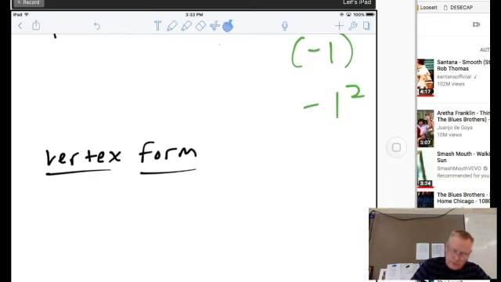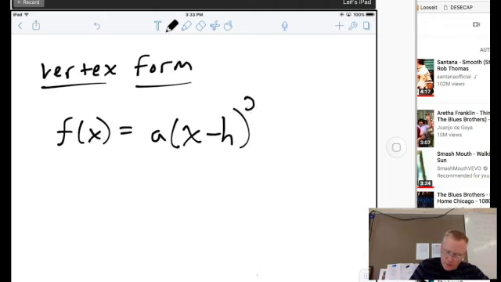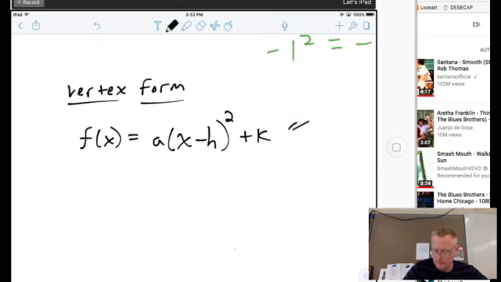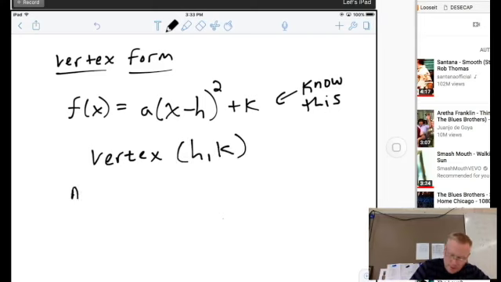There's a driving equation for vertex form, and it's this. We can have f of x. Sometimes you might see y. Those are really rather interchangeable. A times x minus h to the second power plus k. You should know that equation for a quiz, whatever the next assessment is. All right, so when I have this, that means that the vertex is going to be (h, k).